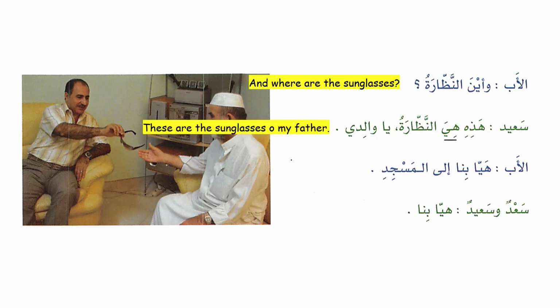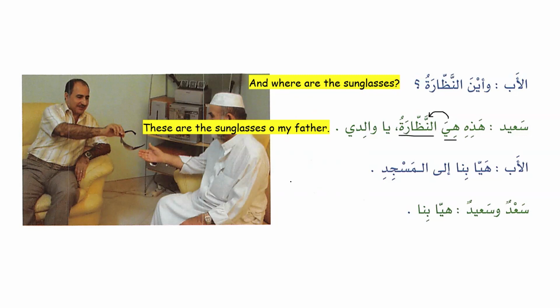Now if you see here, وَأَيْنَ النَّظَّارَةُ, سعيد, هذه هي النظارة يا والدي, هيا بنا إلى المسجد, سعد وسعيد هيا بنا. Now let's look at the translation. وأين النظارة, and where are the sunglasses? هذه هي النظارة يا والدي. So these are the sunglasses, oh my father. So now you can see over here that hiya basically has separated هذه and النظارة, and as I explained, you have to use the damir or the pronoun that is according to the noun that follows it.